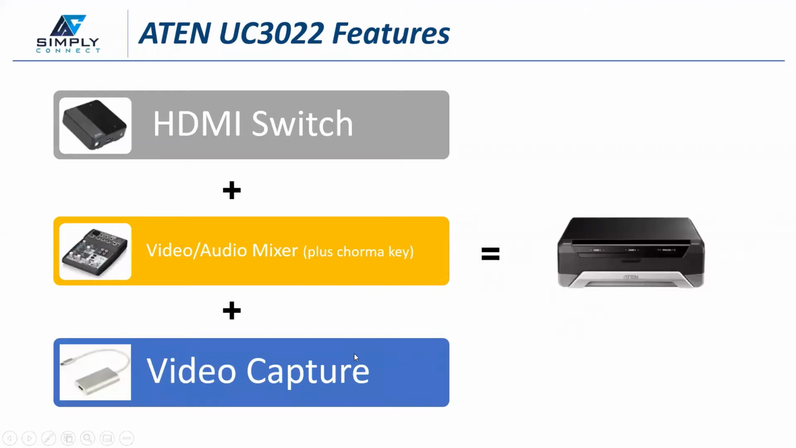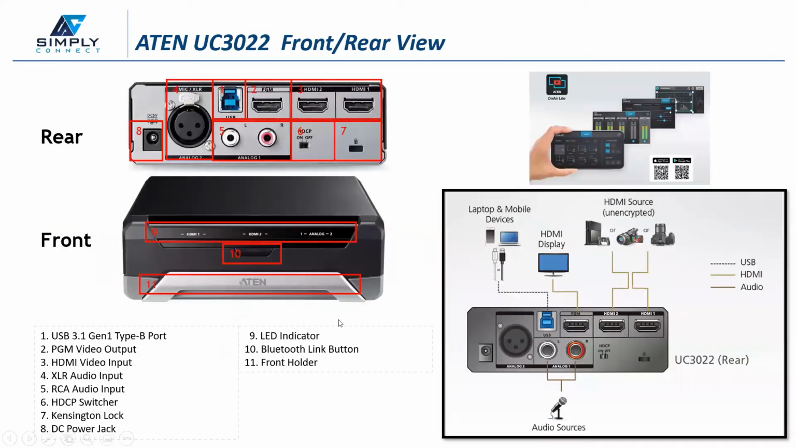The 3022, as I mentioned, is a mid-range product from ATEN. It can combine an HDMI switch, audio video mixer, and also capturing. This is the product itself. There is an audio in: an XLR audio input and also an RCA audio in. Then there are 2 HDMI inputs and 1 program out, which connects to your monitor or local display. Whatever you have mixed can be captured through the USB to the PC.